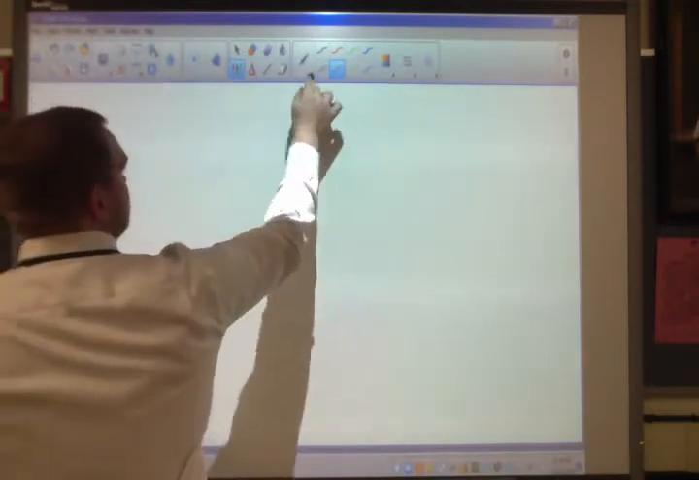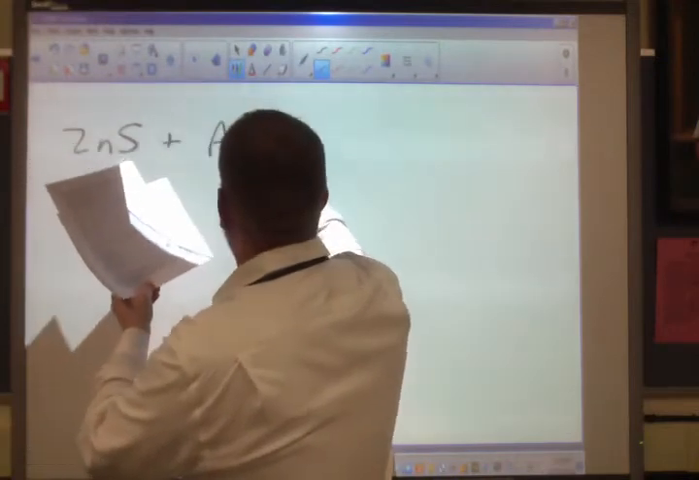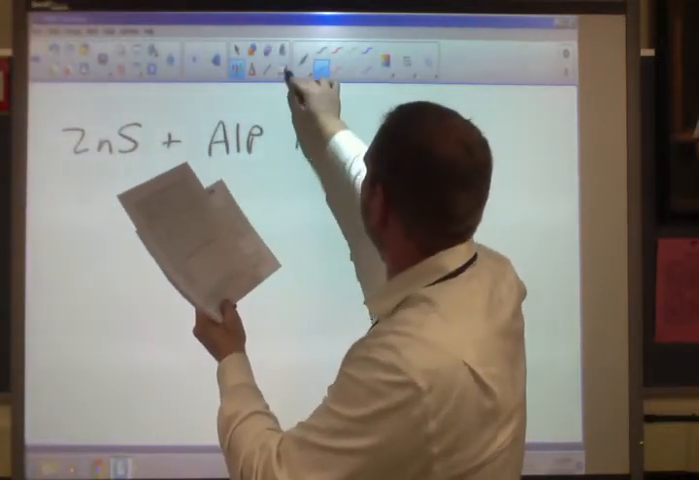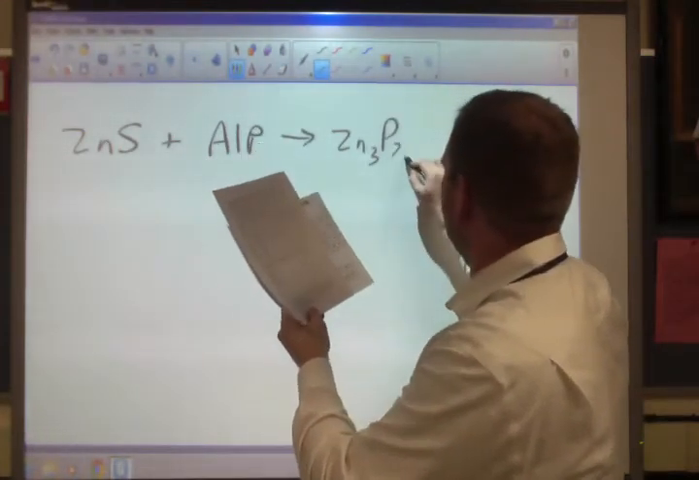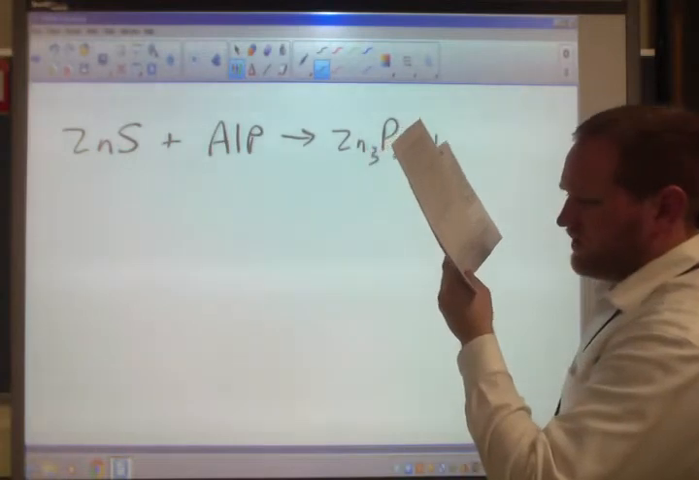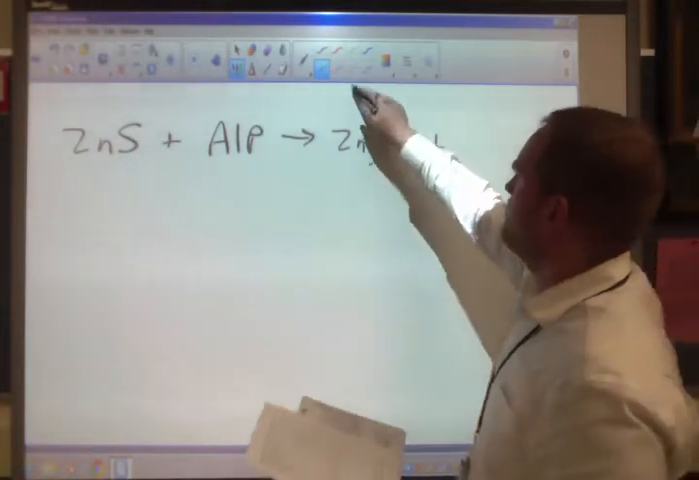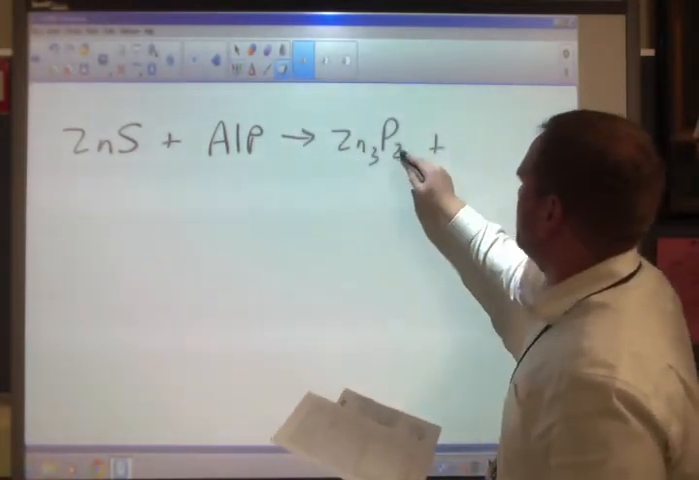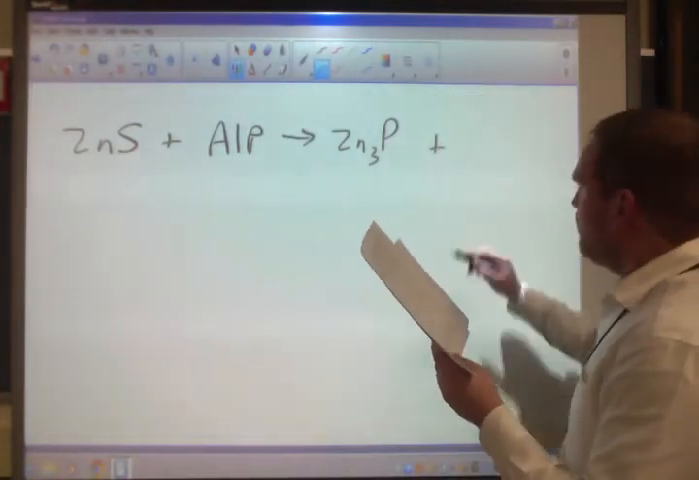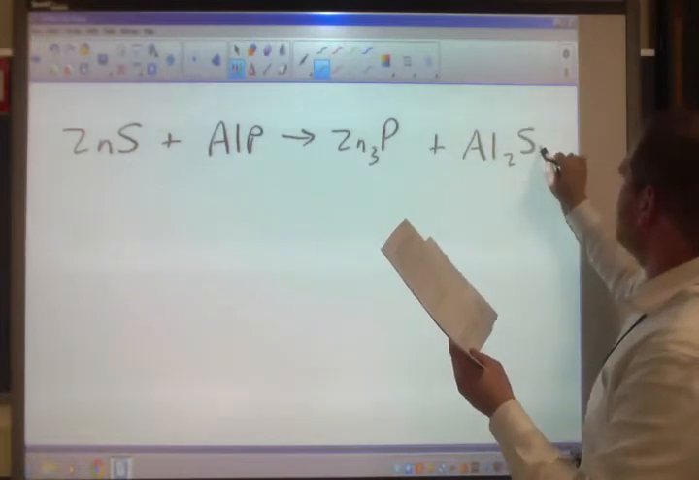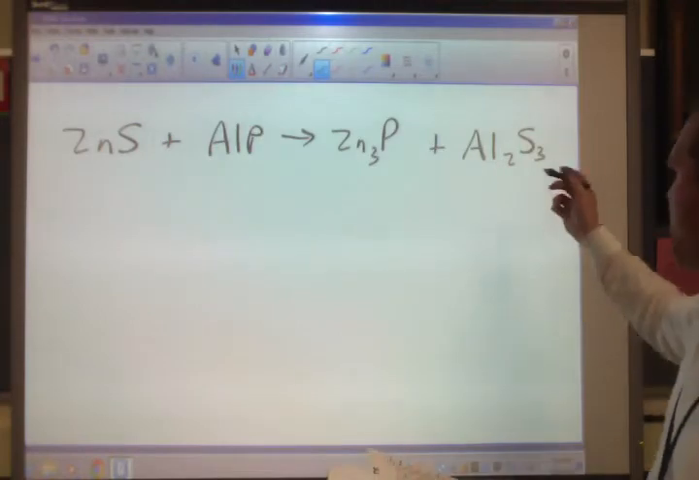Next, ZnS plus AlP yields Zn3P2. That is, I think, a typo. Yeah, that's not the proper molecule because zinc always forms a +1. Let me change that real quick. I'm going to have to make a note of that. Zn3P plus Al2S3. All right, so I'm just going to choose to start with my sulfurs.